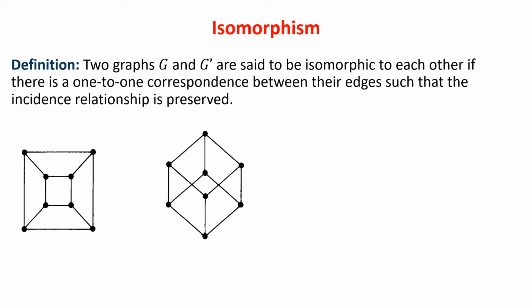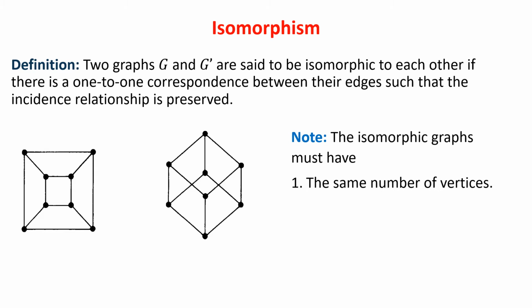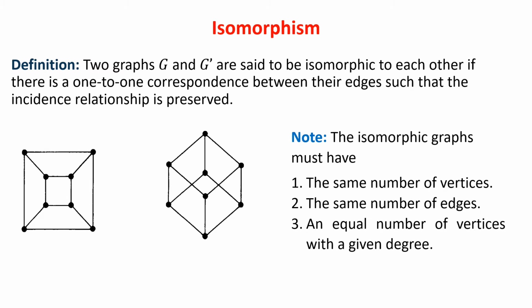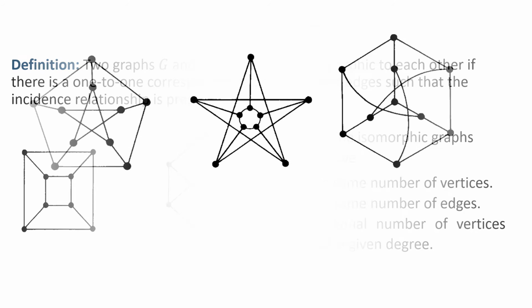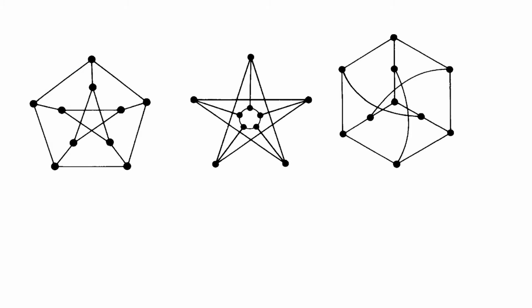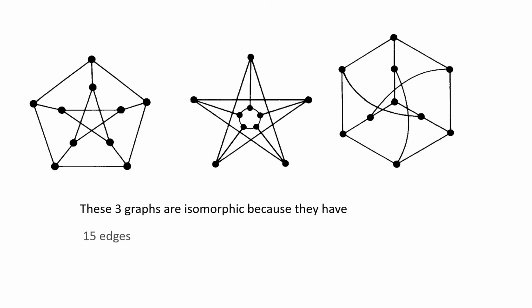So the properties of isomorphic graphs are the same number of vertices, the same number of edges, and an equal number of vertices with a given degree. These three are isomorphic graphs because these three graphs contain 15 edges each, 10 vertices each, and vertices with the same degree, that is 3.